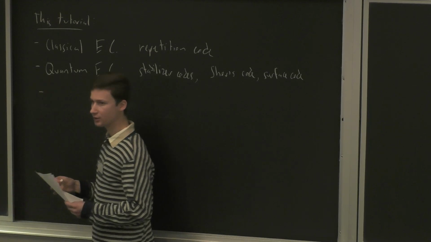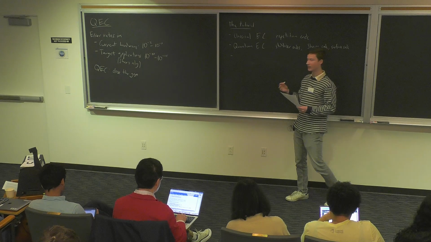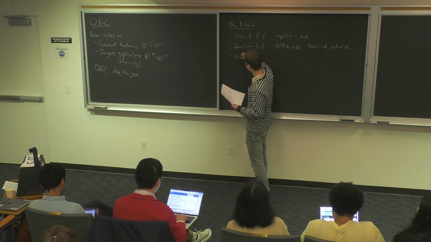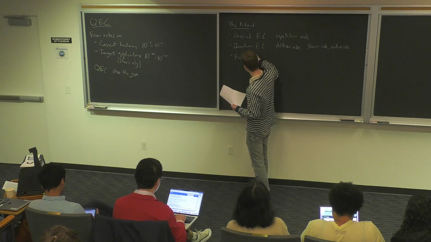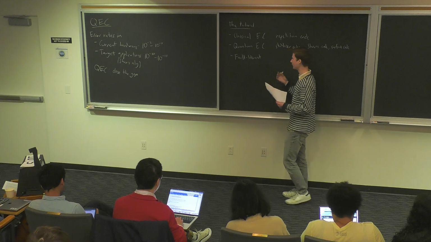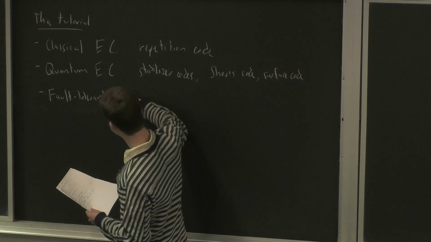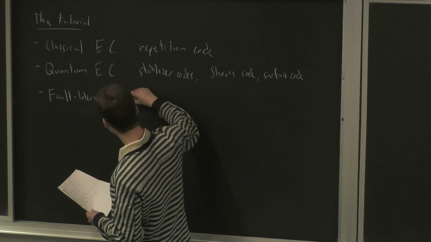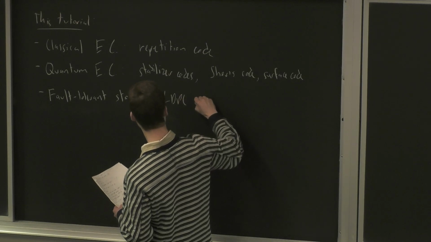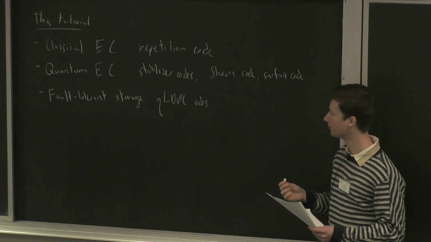Then we'll move on to the question of, so we'll have some abstract scheme for correcting errors, but if we actually want to implement this, we want to store quantum information in a fault-tolerant manner. So do all the error correction in a way that's fault-tolerant on a physical device. And for fault-tolerant storage, we'll see that something called quantum LDPC codes are very well suited for that task.